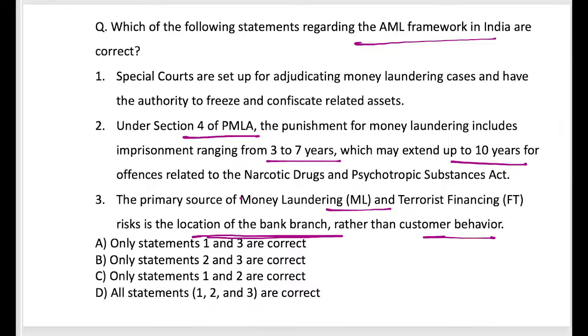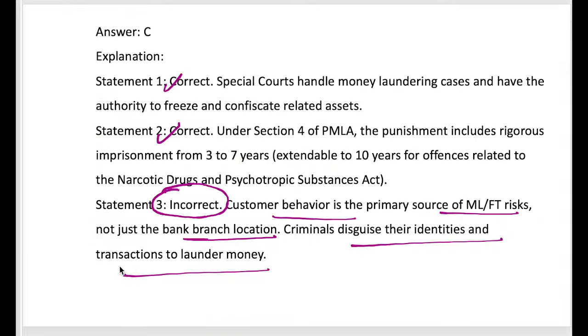So the primary source of money laundering and terrorist financing risk is the location of the branch. No, the primary source is customer behavior rather than this. Okay? So they are basically manipulating data and all. The first two statements are right here, right? So 1 and 2 means option C should be the right answer for this question. Very good guys. So please do remember these things also.